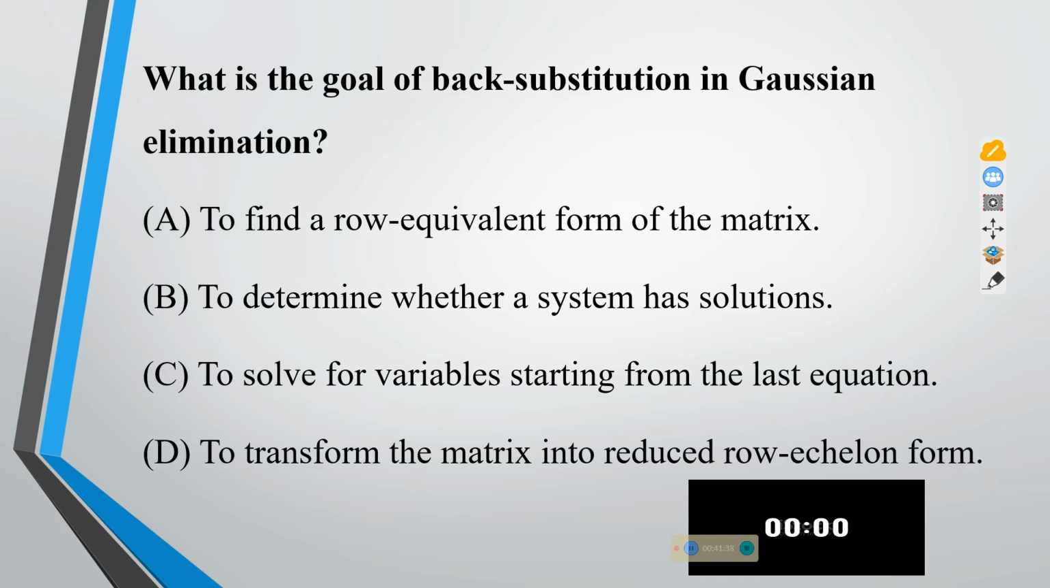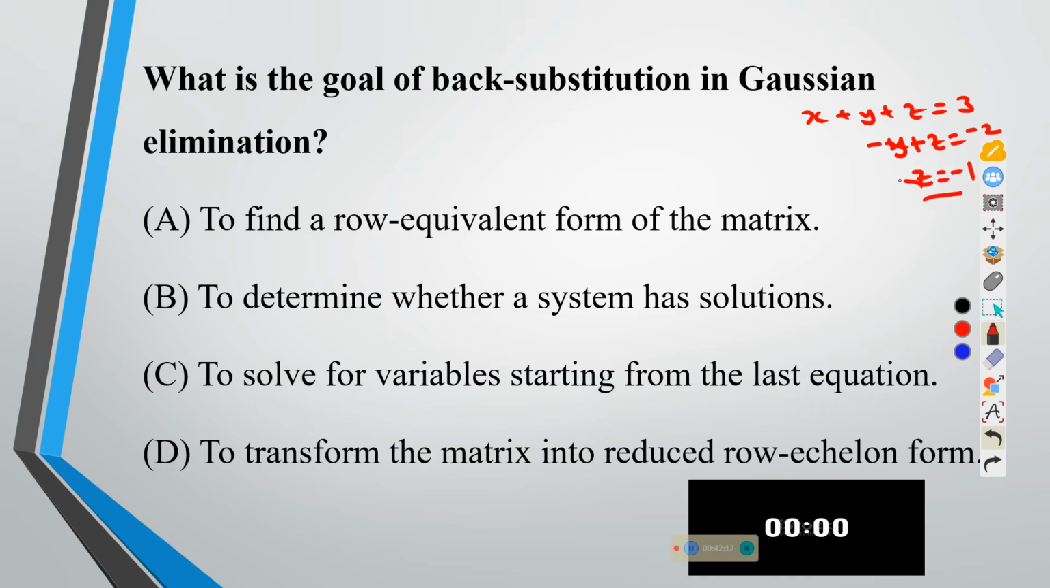So to find a row equivalent form of a matrix, to determine whether a system has solutions, to solve for variables starting from the last equation, to transform the matrix into reduced row echelon form. So the answer here is, back substitution is when you have like x plus y plus z is equal to 3. Then you have minus x minus y plus z is equal to maybe negative 2. Then lastly you have z which is equal to negative 1. So you begin from this one here, you get y, you get x. So that is the back substitution in Gaussian elimination.